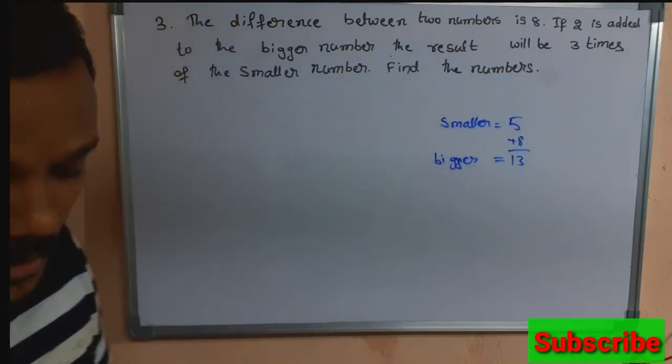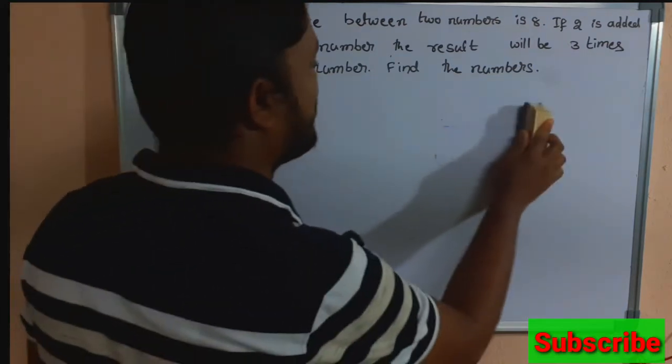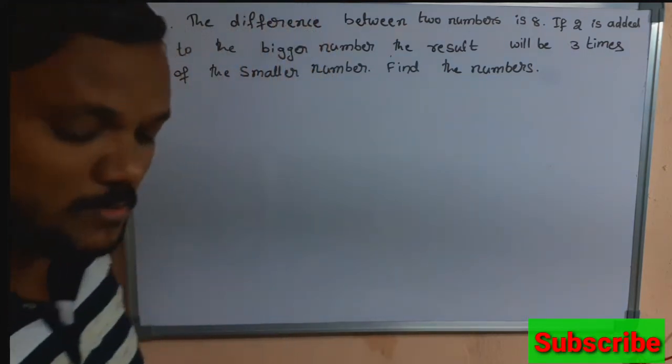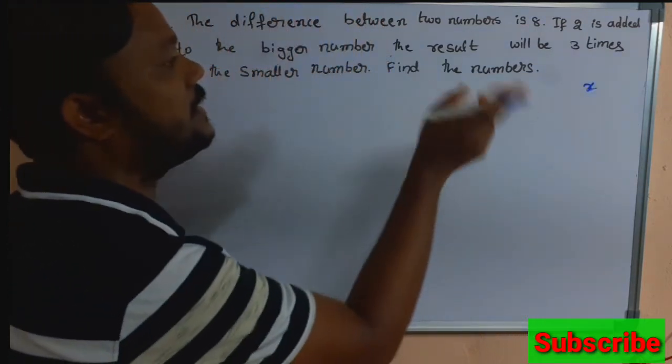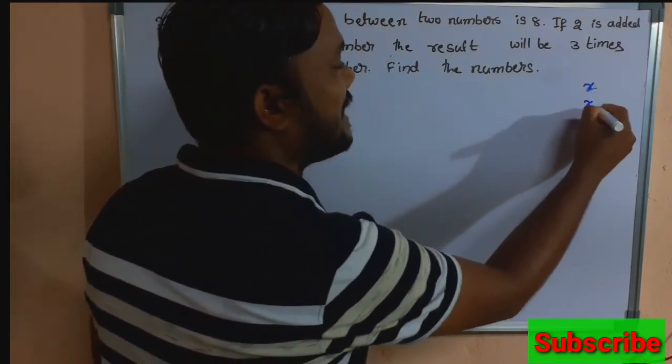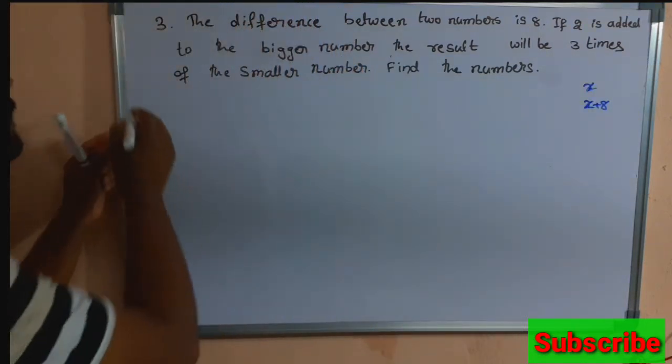So what I'm going to do here is suppose this smaller number as x. If I suppose the smaller number as x, now the greater number becomes 8 more than this x. That means it becomes x plus 8. Clear? So let me write the solution part.